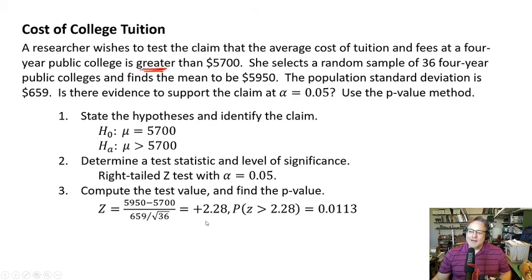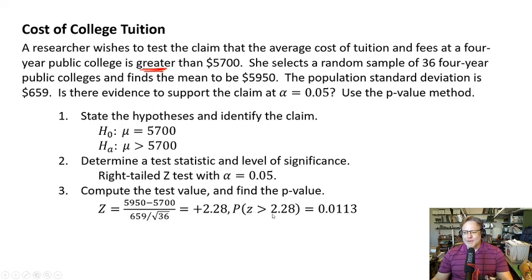So our z value is positive, which makes sense. This is larger than this, so it should be in the positive part of the normal distribution, and more specifically it's 2.28, and the probability of getting a z value more extreme than that is 0.0113. How do you figure this out here?